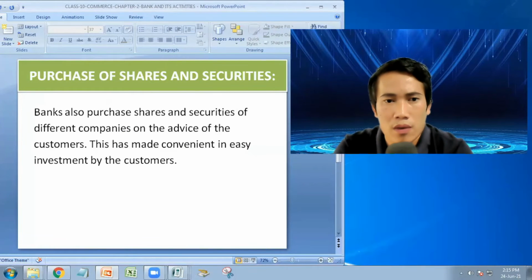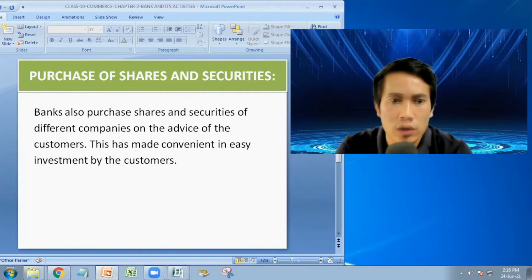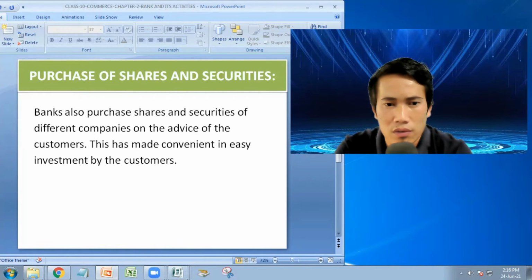Next point, purchase of shares and securities. What the bank does here is, when the customers inform the bank that they are willing to purchase shares or securities of companies, the bank will act on the advice of the customers, and this makes investment convenient and easy for the customers.